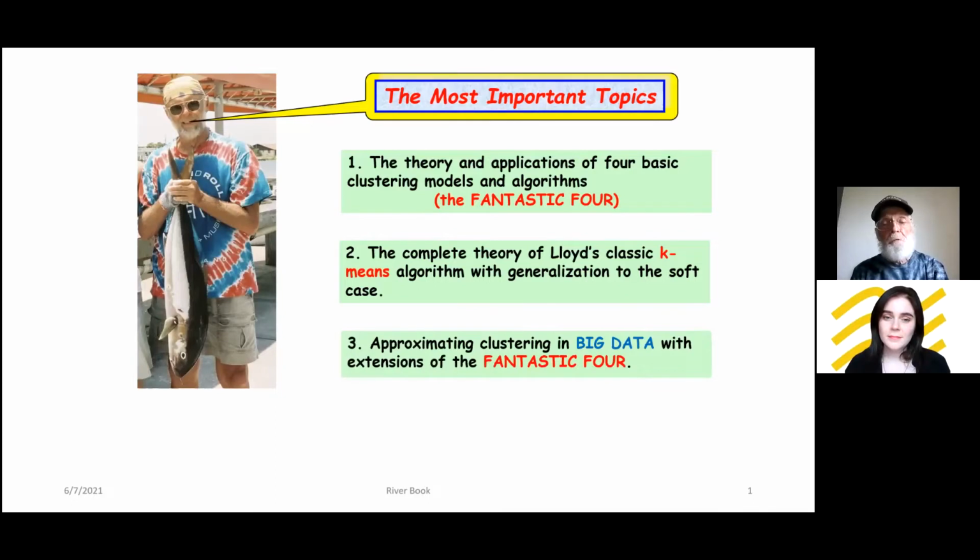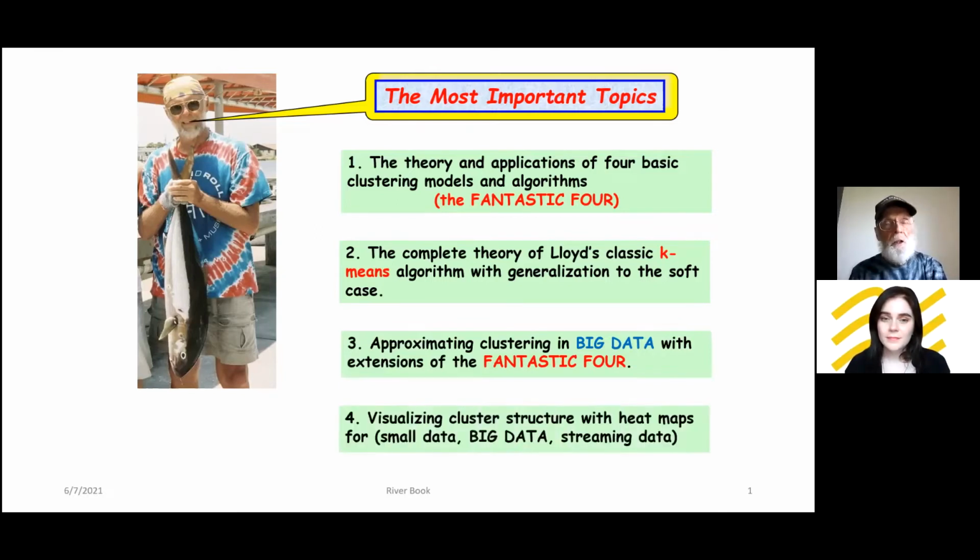Thirdly, Chapter 11 is the long chapter about approximating clusters in big data sets using extensions of each of these 4 models. They all work sometimes, but not always. And this big data thing in static data is really, really important. And lastly, the book throughout continues to emphasize visualizing cluster structure in small data, big data, and streaming data.